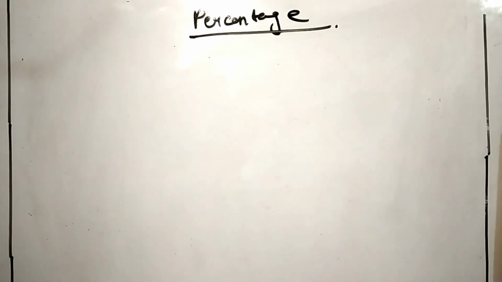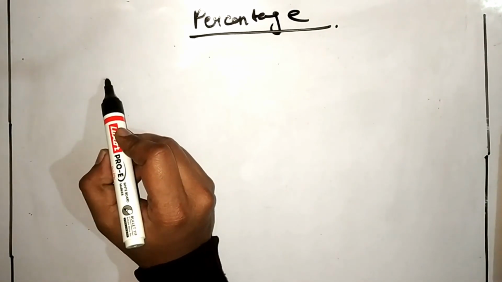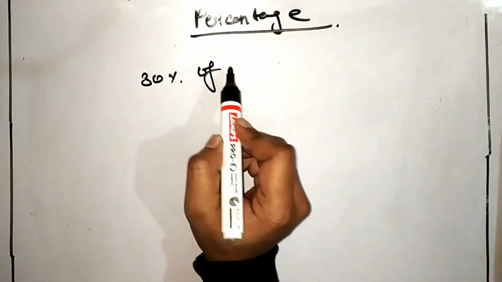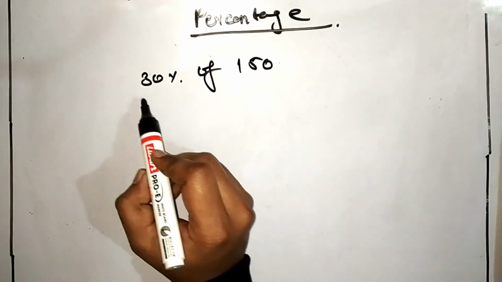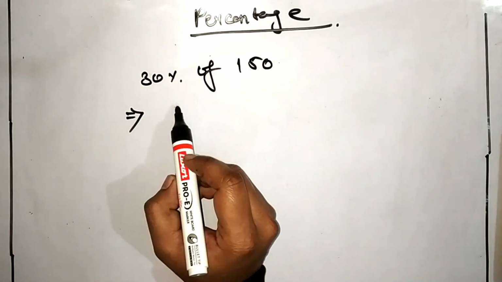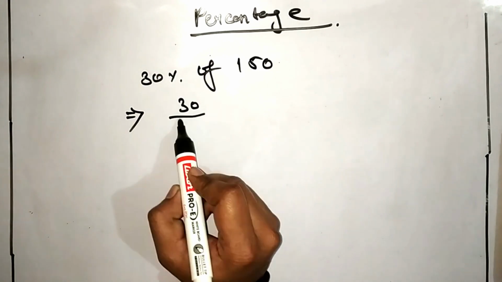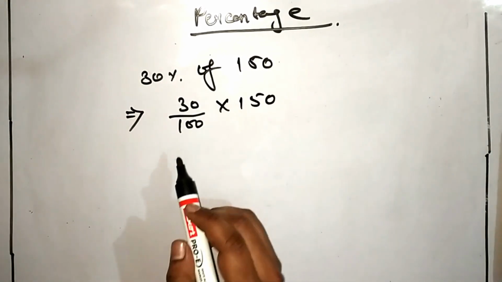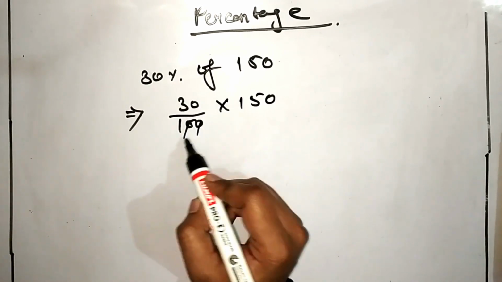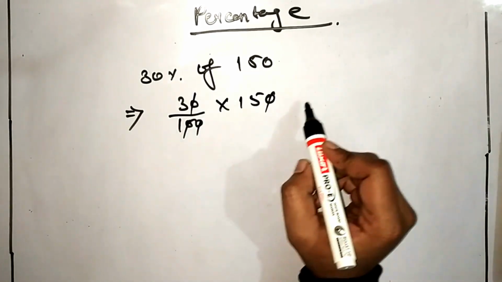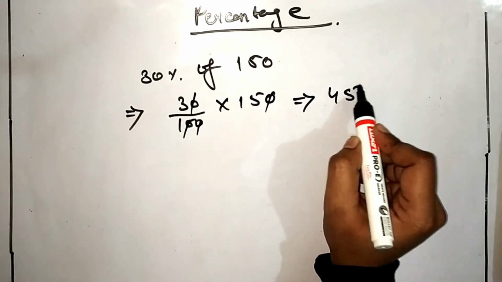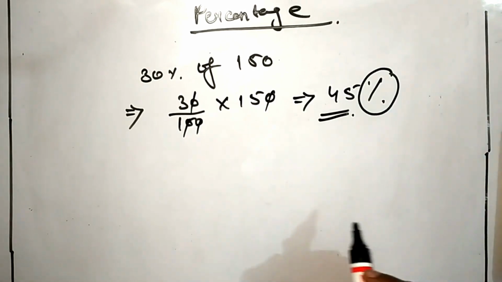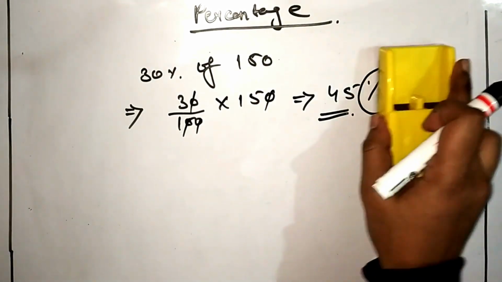Now everybody knows how to solve a percentage problem. Let's say the basic problem, that is 30% of 150. So how we will solve this? This is the basic sum. Everybody might be knowing it. 30 upon 100 into 150. This is the basic way of solving the problem. Removing the zeros, it will become 45. This sign denotes percentage. Okay, this is the basic way of doing a percentage problem.